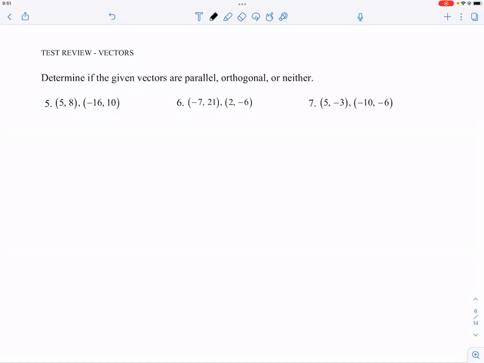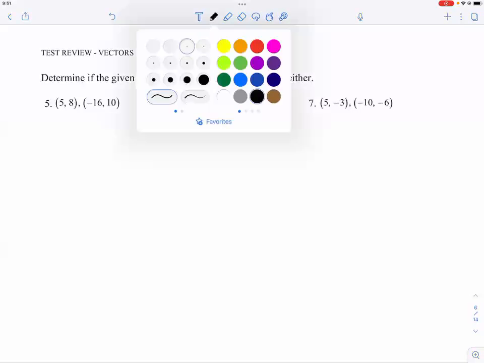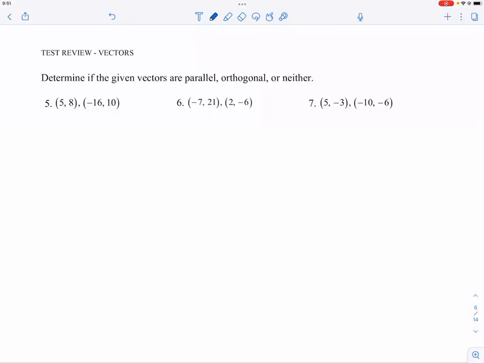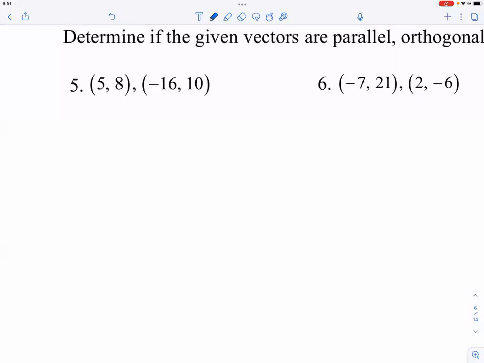All right, next up for questions 5, 6, and 7. Again, what we're trying to do is to find out if they are parallel, orthogonal, which means perpendicular, or neither. So let's go ahead and find out if they're all parallel to each other. The way we can do it is by checking and seeing if they're proportional to each other.